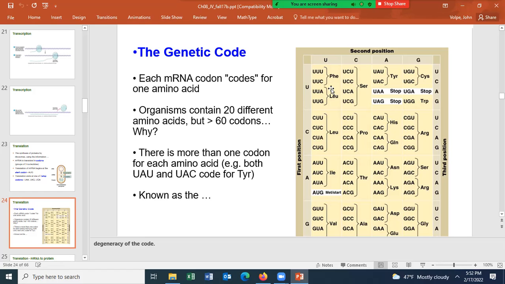Some of them, like phenylalanine, have 2 codons that code for the amino acid. Some have 4 codons, like serine. And leucine has 6 codons that code for that amino acid. So most of the amino acids have more than 1 codon that codes for that amino acid. This is known as the degeneracy of the code.